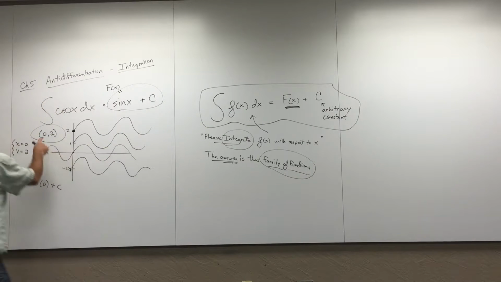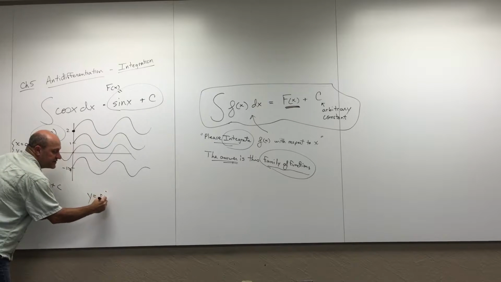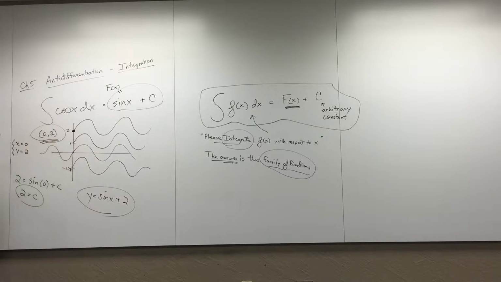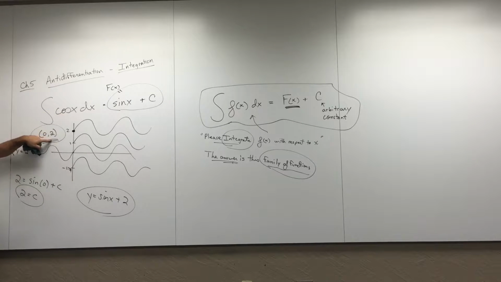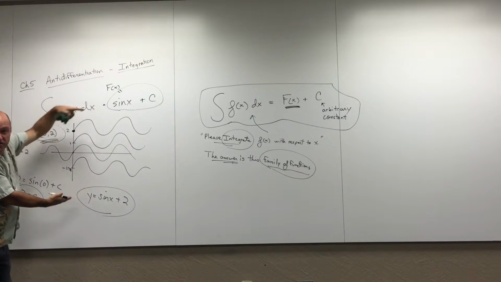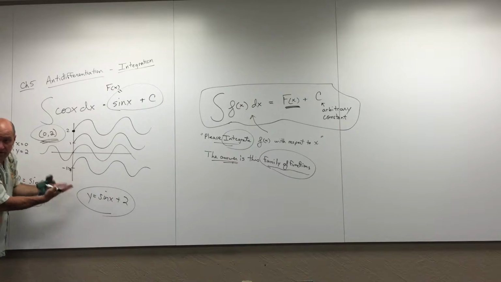We can plug in that y and that x, and we can probably find c. Let's see, what is the sine of 0? 0. Oh, 0. So if that's a 0 plus c, I guess c is 2. So the one particular member of the family that meets this requirement is this, sine x plus 2. When someone said integrate this, it was a whole family of functions. But when someone said, find the one member of the family that goes through this point, then I got a particular answer. Sort of a general answer with a plus c in there, and then sort of a particular answer.